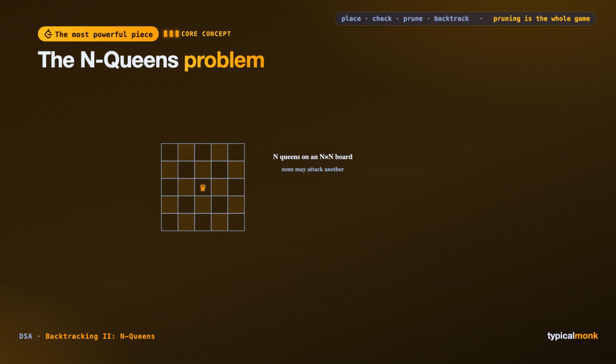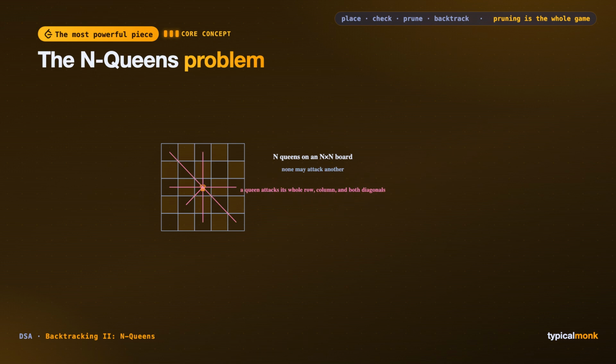Let us make it concrete with the classic example, the n queens problem. The statement is simple to say. You have an n by n chessboard and n queens. You must place all n queens on the board so that no two of them attack each other. For a standard board, that would be 8 queens on an 8 by 8 grid, but the problem generalizes to any n. When you have placed all n, with none attacking any other, you have found a solution.